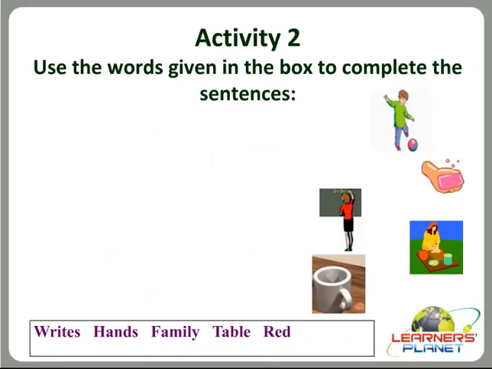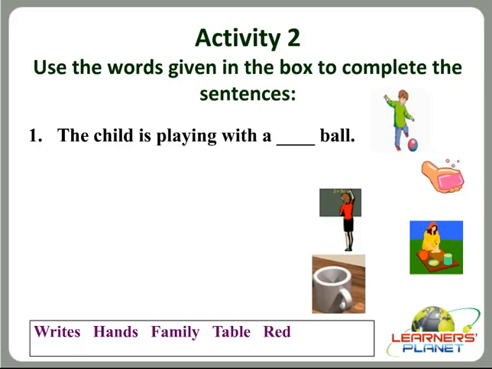Now students, let's move to the next slide. Activity 2. Use the words given in the box to complete the sentences. Let me read the words given in the box. Rights, hands, family, table, red. Now, let us see the sentences. The child is playing with a dash ball.